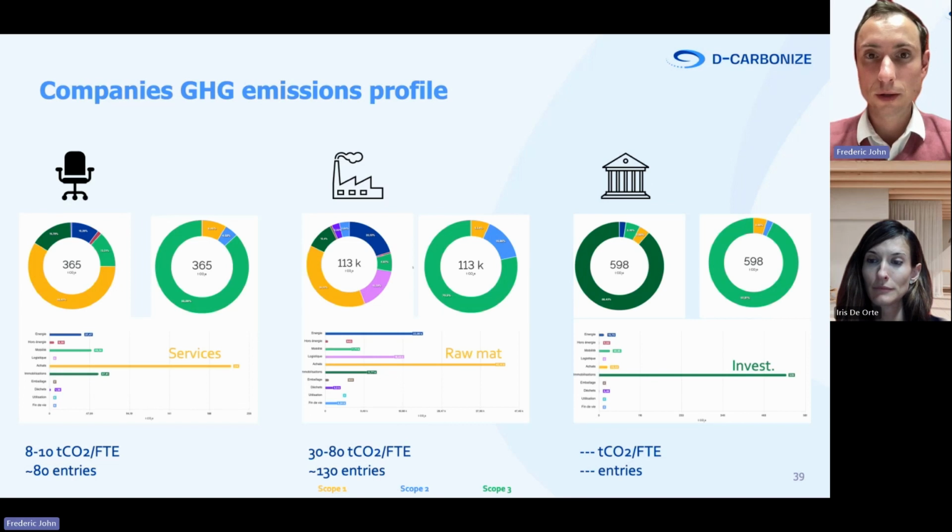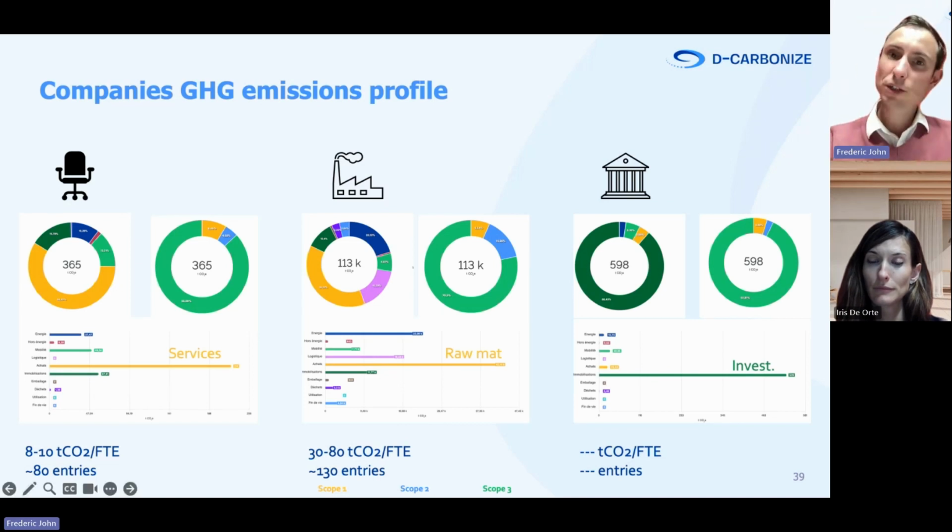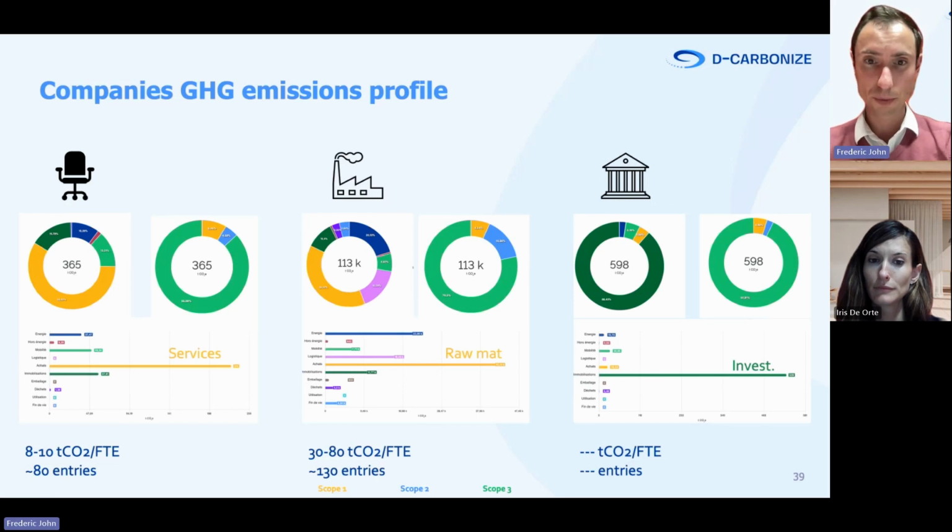the carbon footprint from the raw materials that are purchased by these industrial firms. Here, the range is a bit higher because it's very much dependent on what you manufacture. But usually we see between 30 to 80 tons of CO2 per employee.